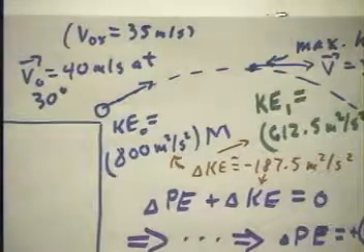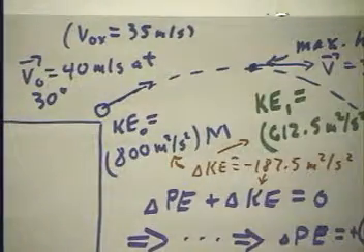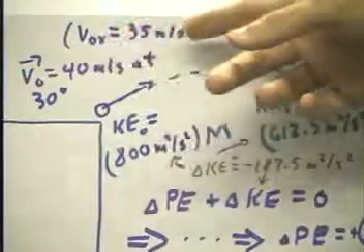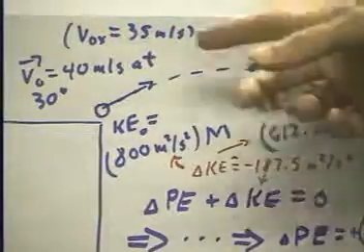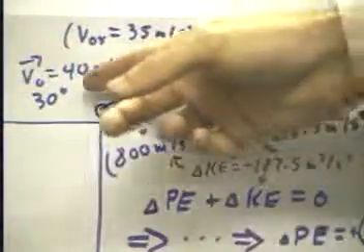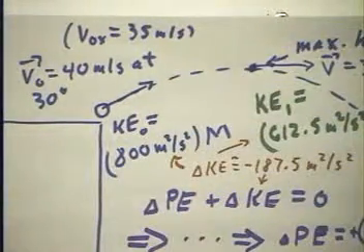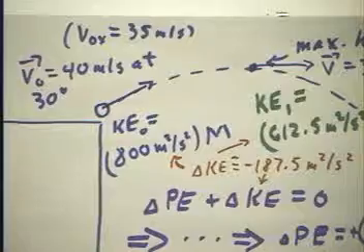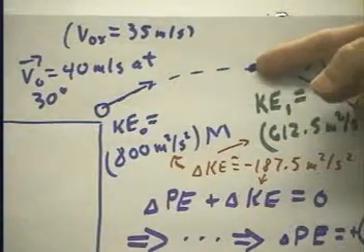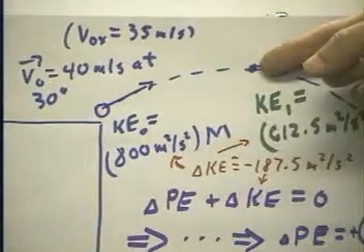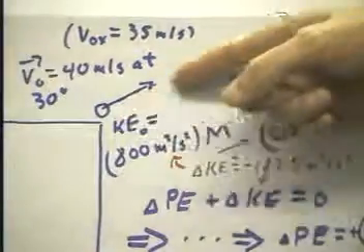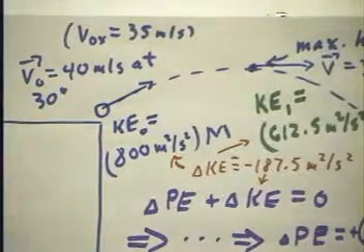We look again at the same situation. Initial velocity of 35 meters per second in the x direction, when we have the 40 meters per second at 30 degrees. Still a drop of 20 meters, but we're not going to care about that now, because what we want to do is see what the velocity of the object is at its maximum altitude, at the peak. And we can do that by energy.